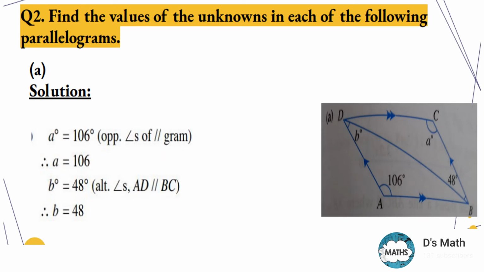Now question number 2: find the values of the unknowns in each of the following parallelograms. We have to find values of unknowns in parallelograms, and in a parallelogram opposite angles are equal.